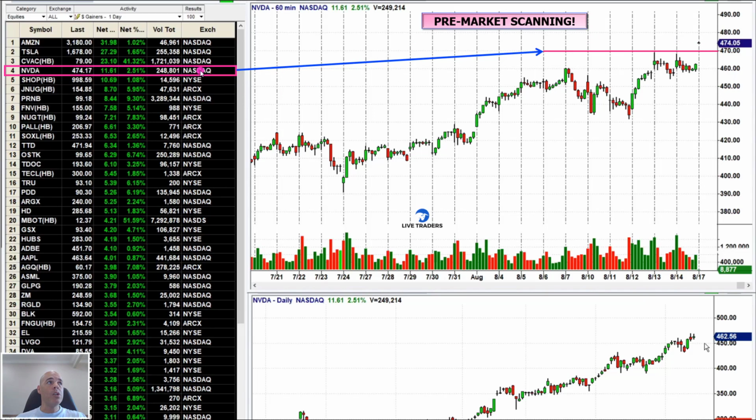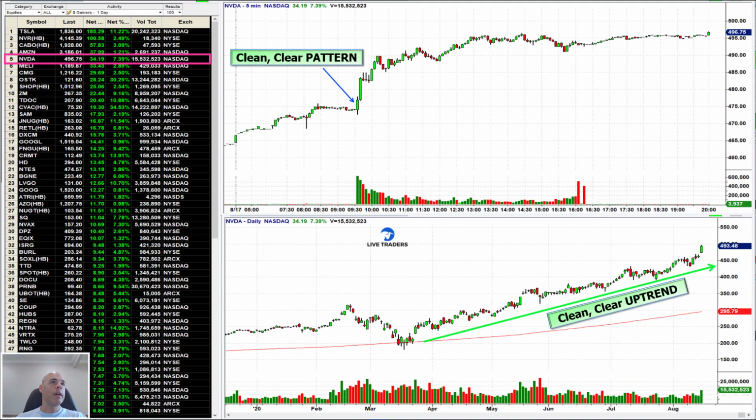And note, 248,000 pre-market shares. There's some institutional money in this. It takes a lot of money to buy 248,000 shares of a $470 stock. More money than you have. Follow the institutional money, okay? That's what it looks like when you do your job right and you choose a proper pattern.